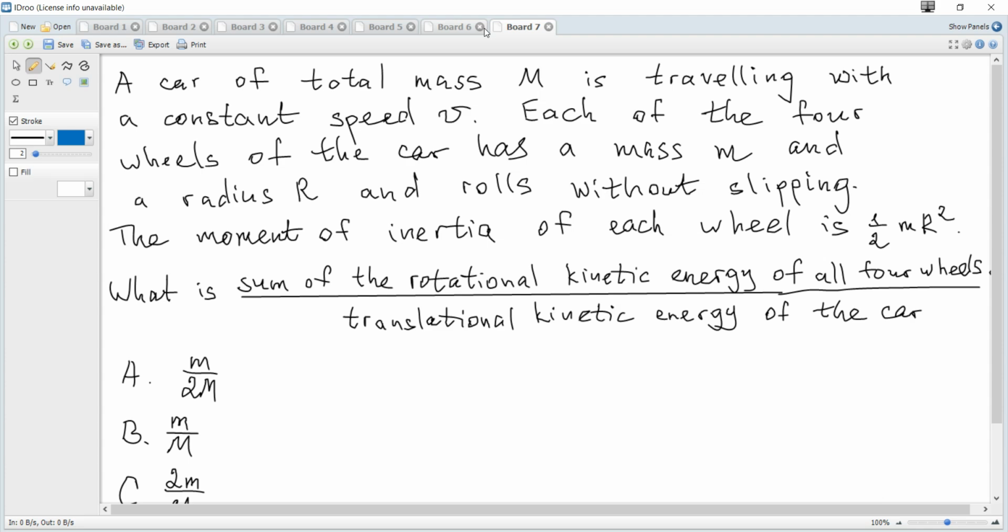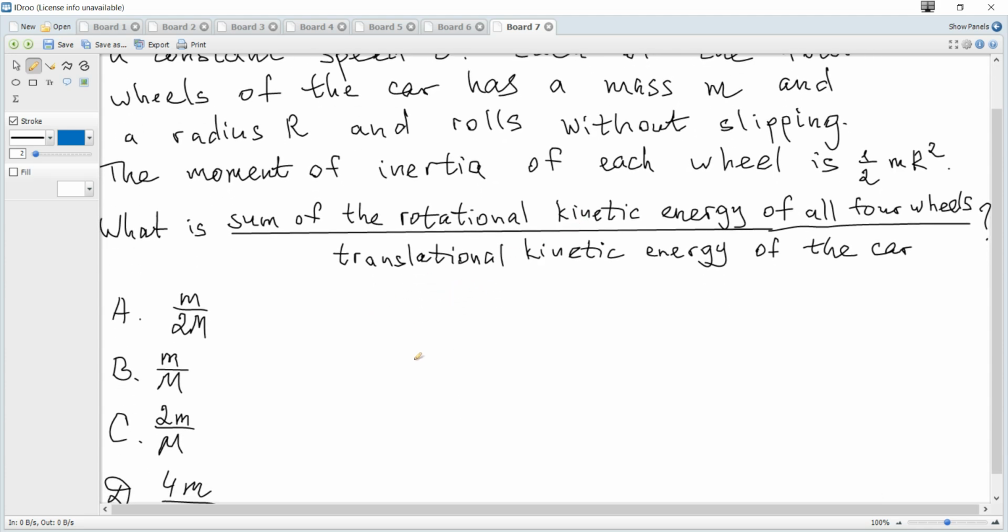The next, a car of total mass capital M is traveling with constant speed v. Each of the 4 wheels of the car has a mass m and a radius r and rolls without slipping. The moment of inertia of each wheel is a half m r squared. What is the ratio of the sum of the rotational kinetic energy of all 4 wheels to the translational kinetic energy of the car?